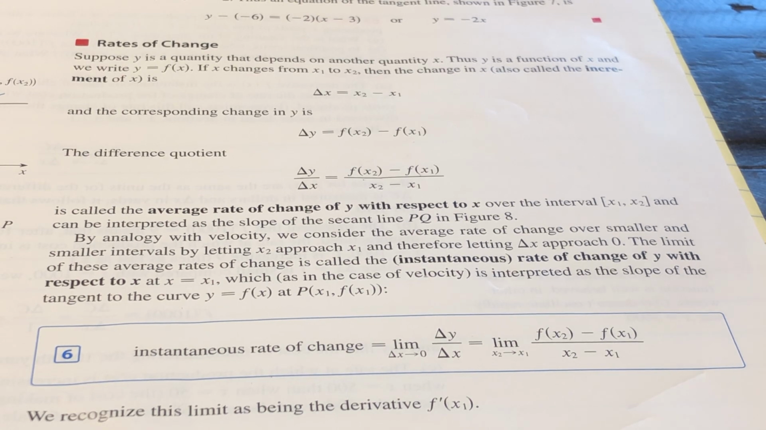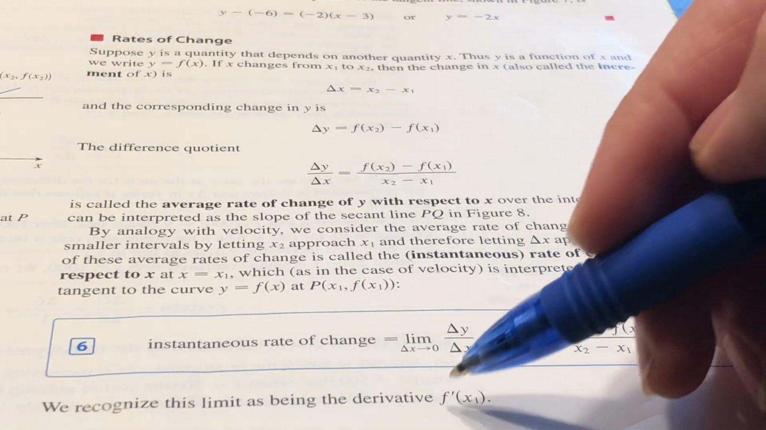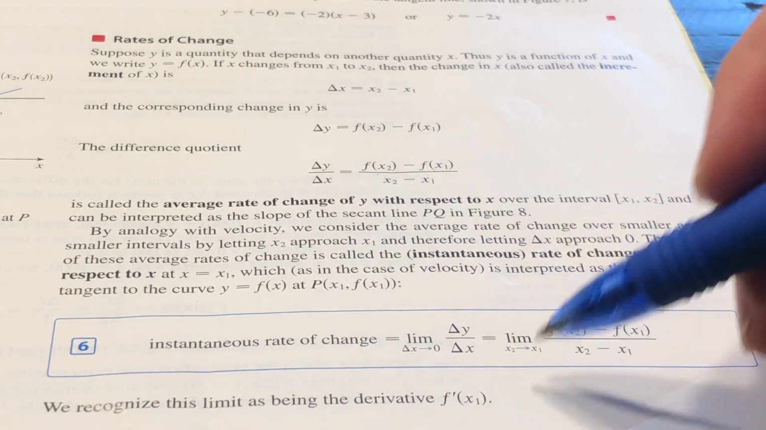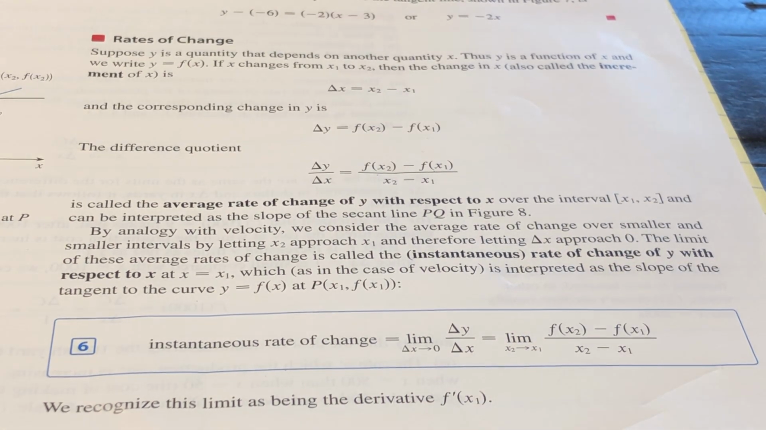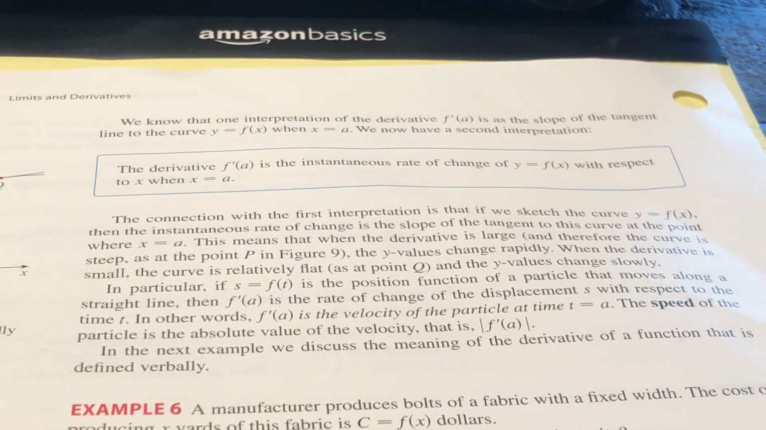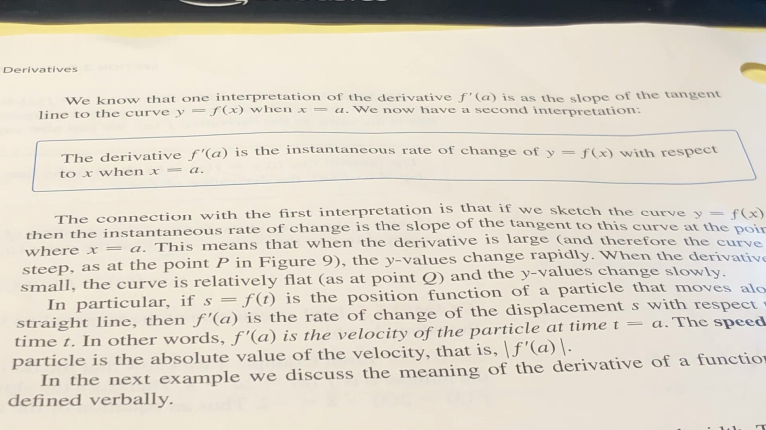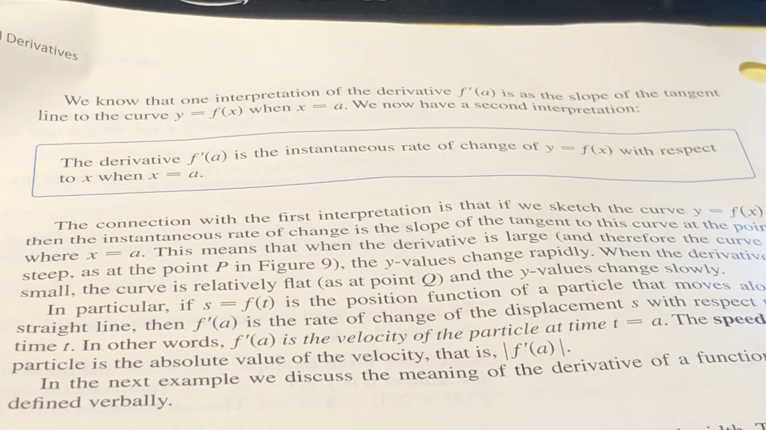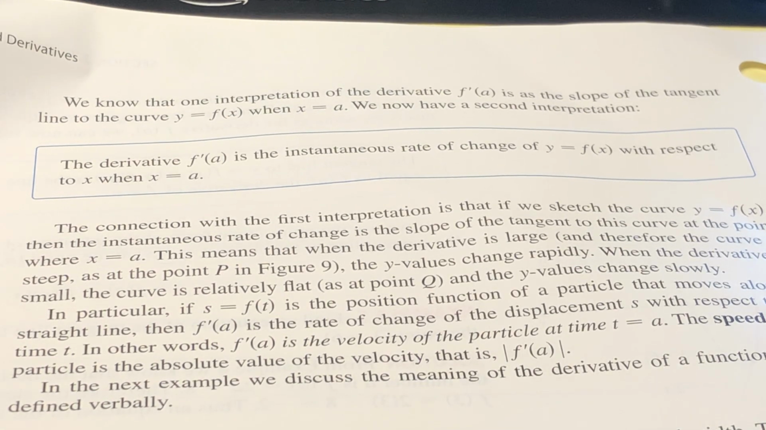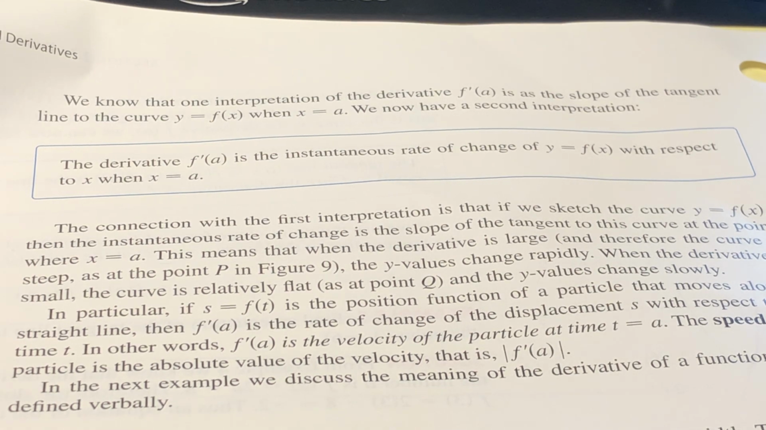We recognize this limit as being the derivative, f prime of x1. And we're going to talk about that more later. All right, and let's write that right here. Write this down. The derivative f prime of a is the instantaneous rate of change of y equals f of x with respect to x when x equals a. And I think you can write that down there, but I want to mention something. So pause that if you need to. I'm going to switch over to my page.